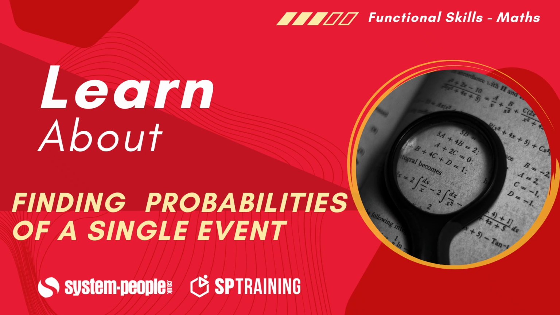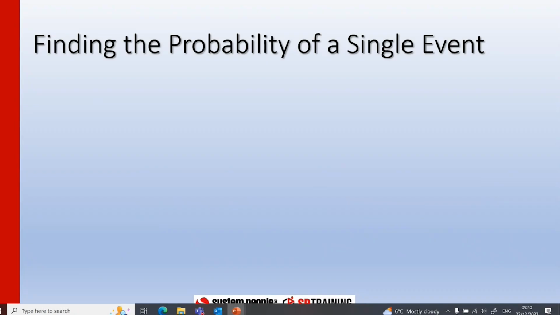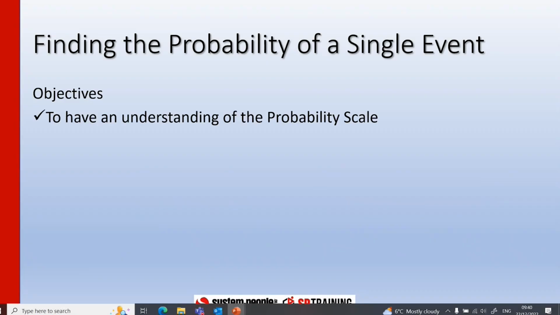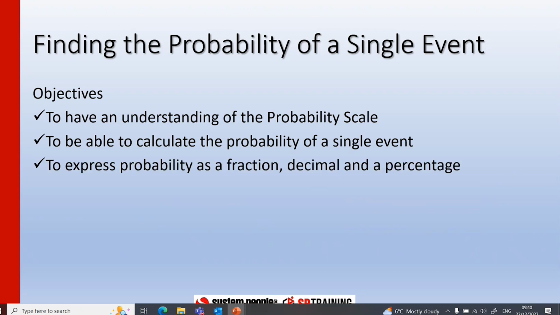Hello and welcome to our video today on finding the probability of a single event. Our objectives are firstly to have an understanding of the probability scale, and then also to be able to calculate the probability of a single event. And finally, to express a probability as a fraction, decimal and a percentage.